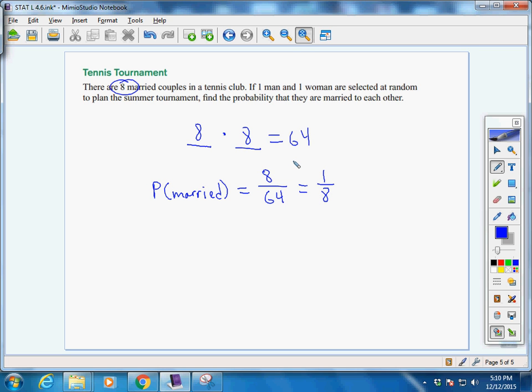Using permutations and combinations can help us find the probability of different events. Really focus on, especially with the combinations, what you're looking for out of how many, and the more you practice it, the easier it'll get.